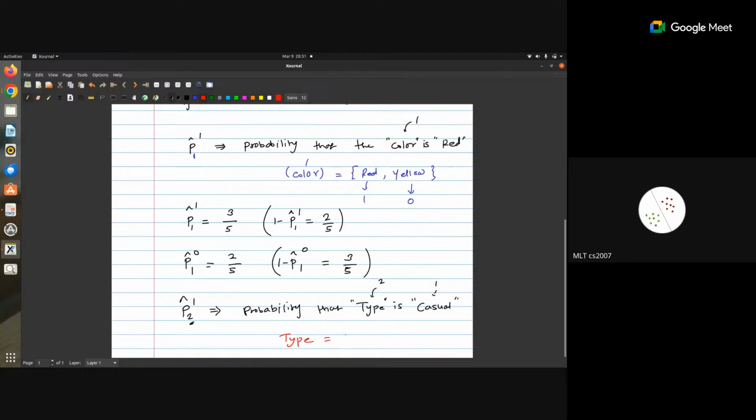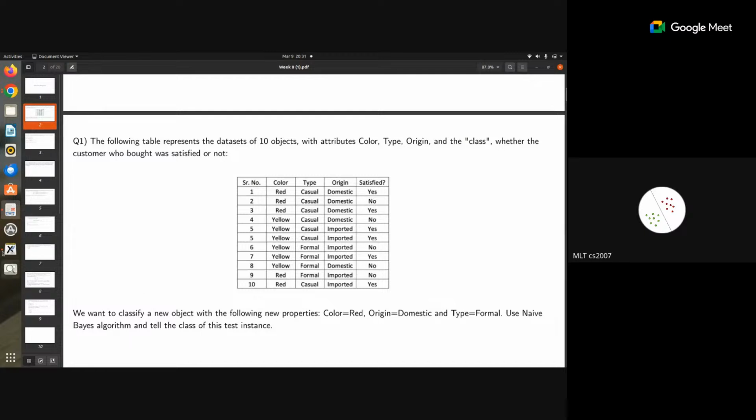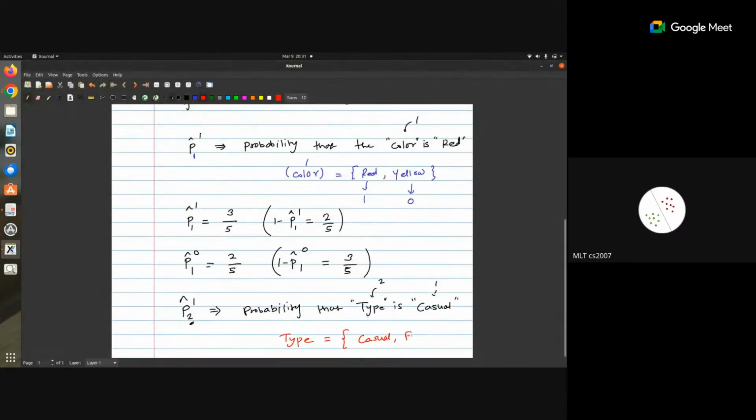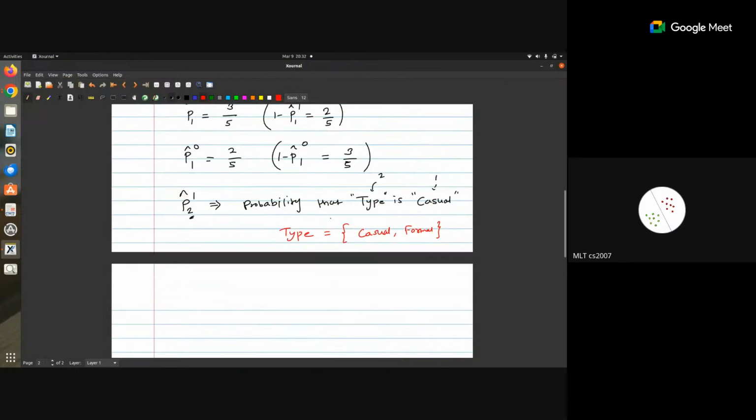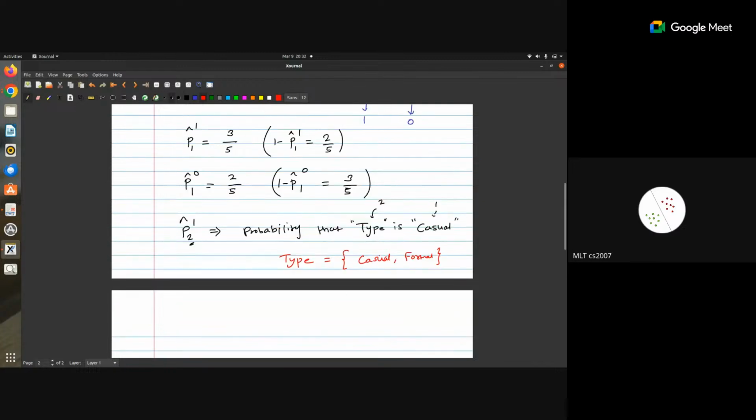Okay, type equals casual, and the next type is formal. Casual I'm just denoting as 1 and formal as 0. So now tell me what the probabilities are.